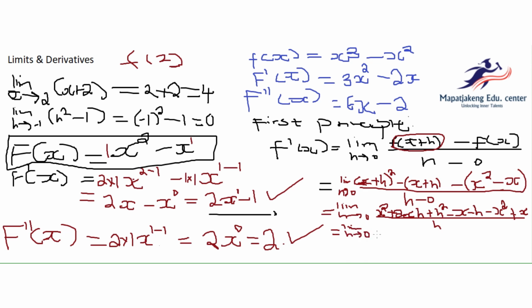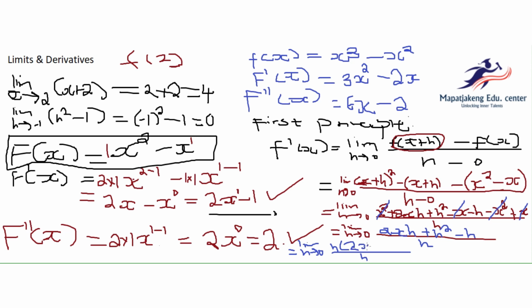Limit as h approaches 0. Like terms, let's use a different color. This one cancels this one. This one cancels that one. It's minus positive. Then we're only left with 2xh plus h squared minus h all over h. Then the next step, we take a common factor, we factorize using h only. There can be so many common factors above, but we only take h out. So that simplifies our way.